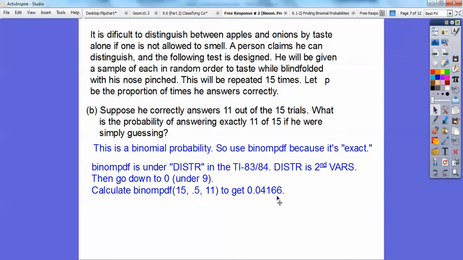So answer it in the context of the problem. I would say something like, the probability of answering exactly 11 of the 15 if he were simply guessing would be a little bit more than 4%, something like that.